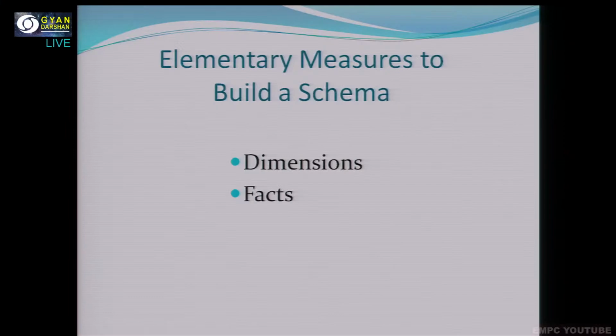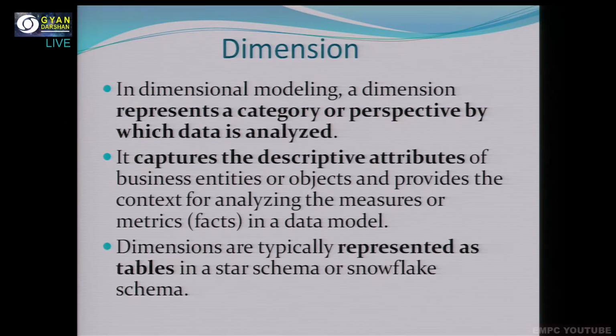So there are two different elements which would take care of the whole dimensional modeling. One elementary measure is the dimension measure, and the other elementary measure is the fact measure. So dimension measure is nothing but it represents a category or perspective by which the data is analyzed. It totally captures the descriptive attributes of business entities or objects and provides the context for analyzing the measures or metrics in a data model.